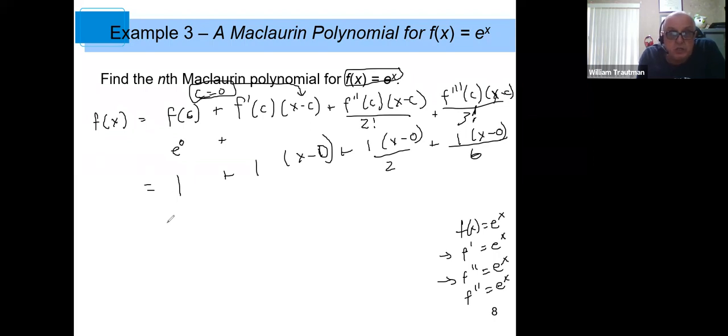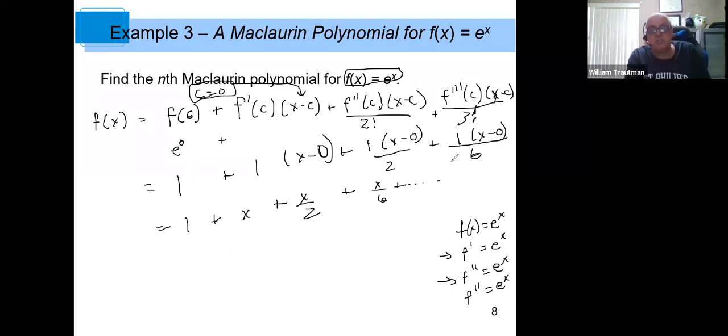So if we then look at this, this becomes 1 plus 1 times x is x, 1 times x is x over 2. And then this becomes x over 6. And so on and so on. So this is the Maclaurin polynomial we've created here. Wait, I'm missing something. I am missing something. There is a square here and a third here.